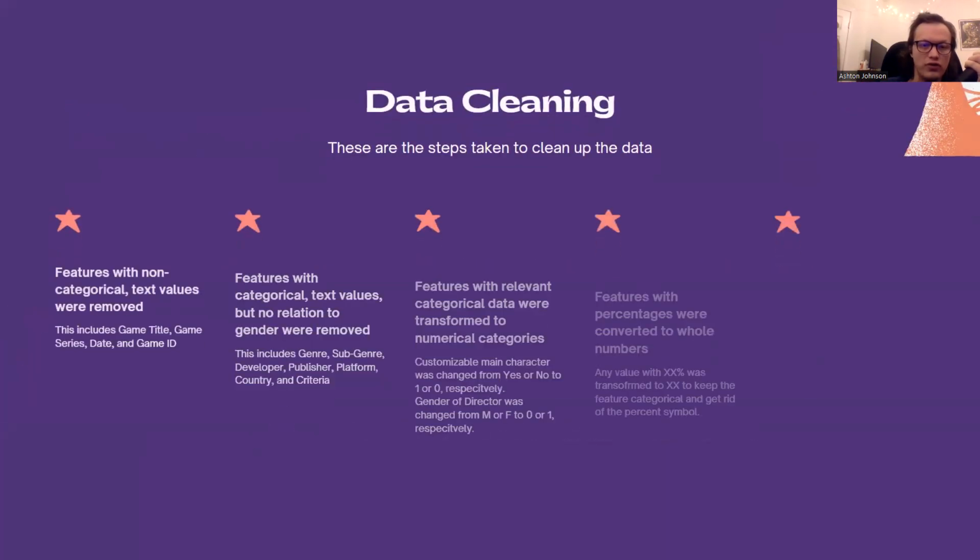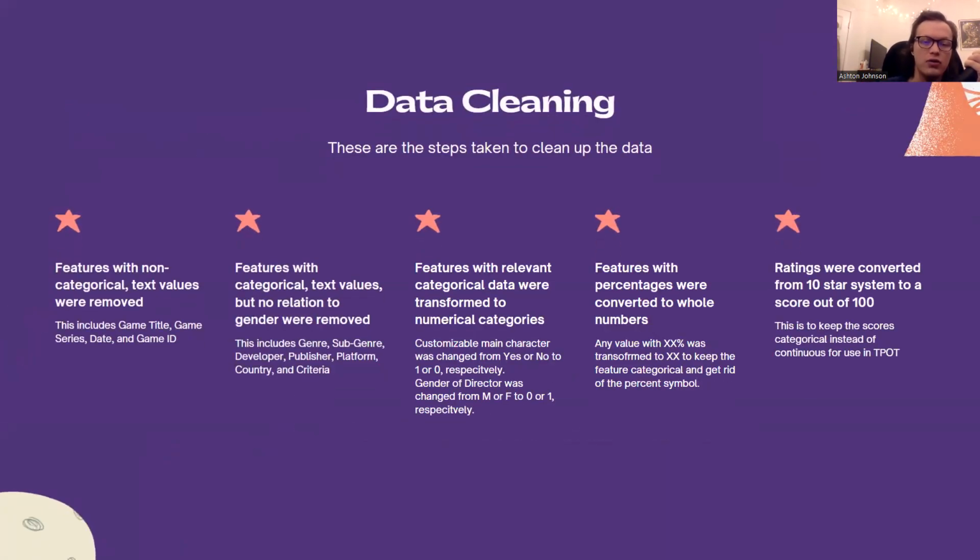part to this. Data cleaning, these were the steps I took to clean up the data. Features with non-categorical text values were removed. Game titles, series, date of release, and game ID, which was an abbreviation of the game title, were removed. Features with categorical text values but no relation to gender were removed. This is genre, subgenre, developer, publisher, platform, country, and criteria, which was bestseller, top rated, or both of those.